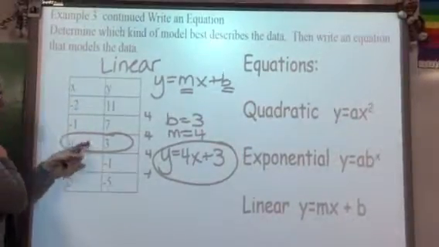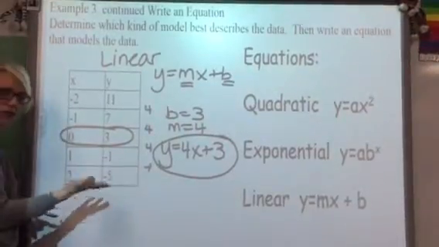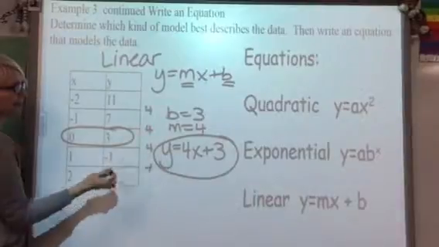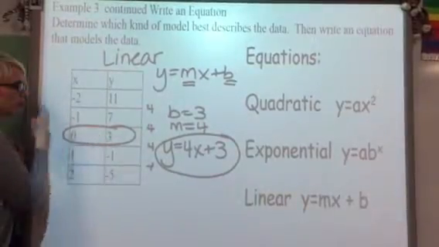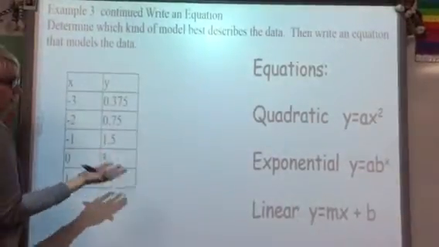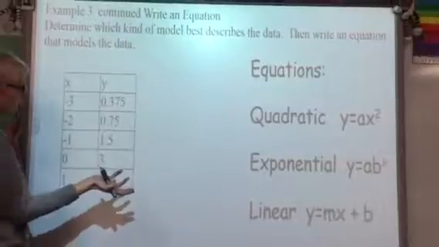Now, if you can't find the y-intercept and the slope from your set of data, then let me know and I'll help you to see those again, because it has been a while since we've talked about that. So that's how you would find a linear equation. So let's try the last example. Well, we did a quadratic, we did a linear, so this one has to be exponential.